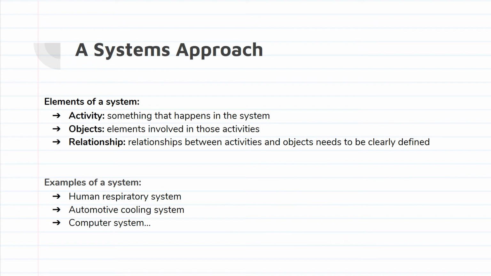So we need to know the boundaries of the project. Where does it start and where does it end? It may be beneficial to approach the product as a system. In a system, there's an activity, which is something that happens in the system. Objects are the elements involved in those activities, and then we need to know the relationship between them that has to be clearly defined. Examples could be human respiratory system, automotive cooling system, computer system, etc.